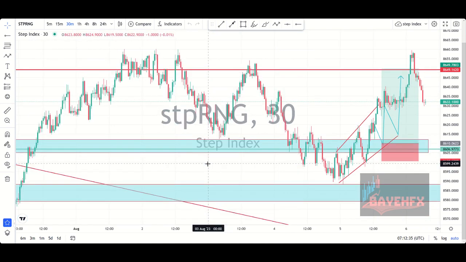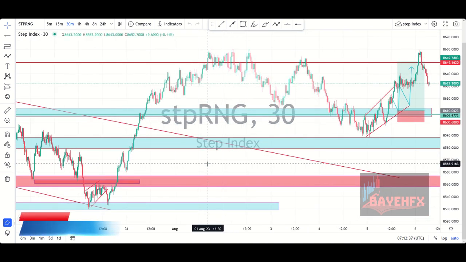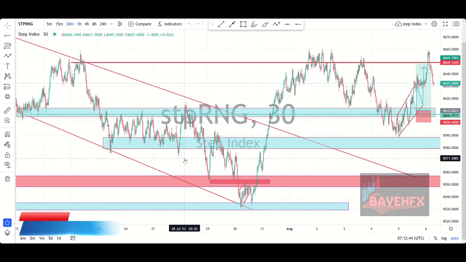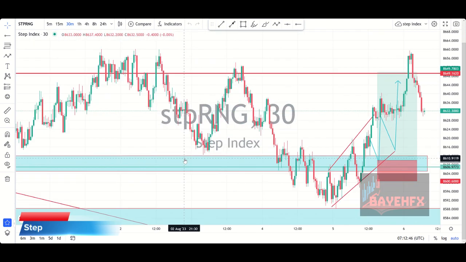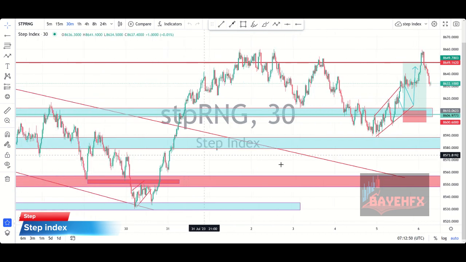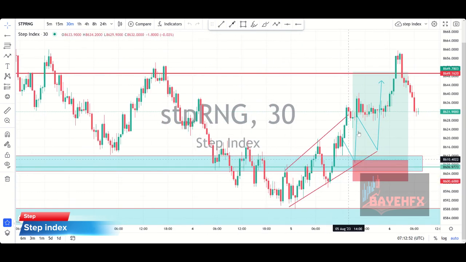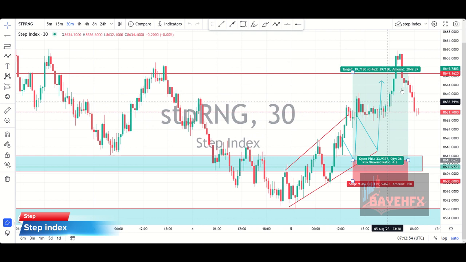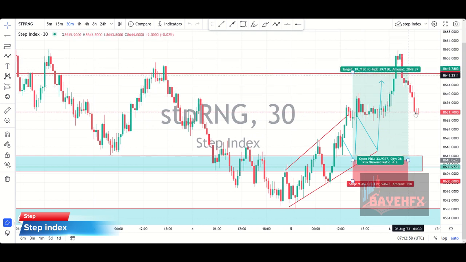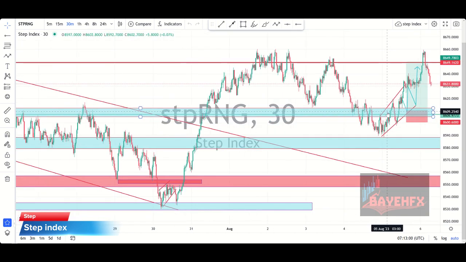Good day, guys. This is Step Index, and as you can see, our last analysis on the weekly has played out as expected, right? Played out so well. We sold from this particular zone, and we took profit here, and then the market started rejecting to the downside.